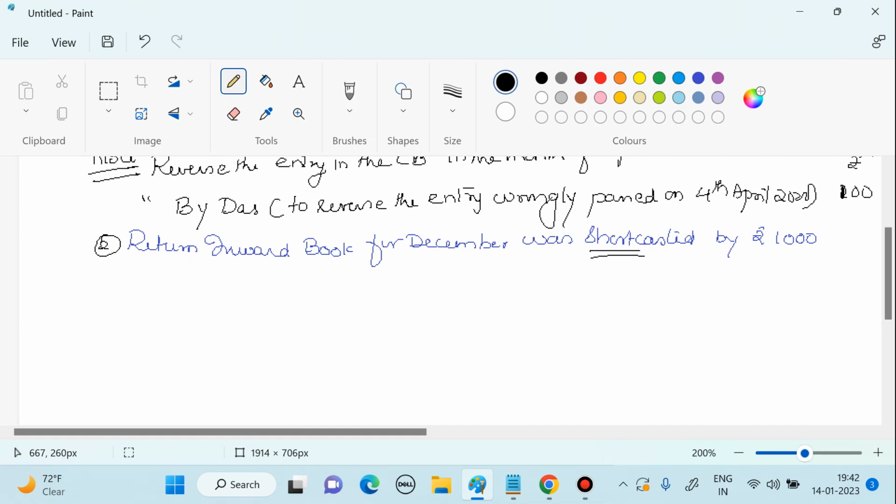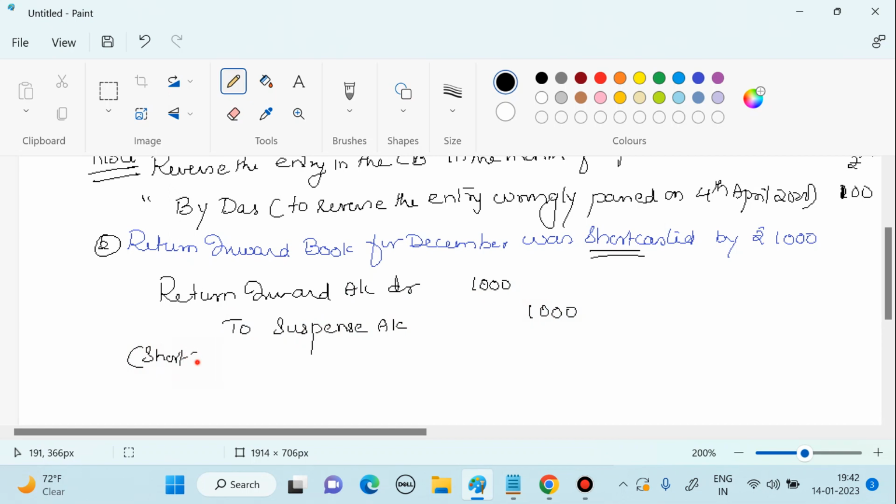So now what should we do? We should put that to the debit. So debit return inward account, so that way the shortcasting is done, to suspense account, 1000. That's it. Shortcasting of return inward book now rectified.